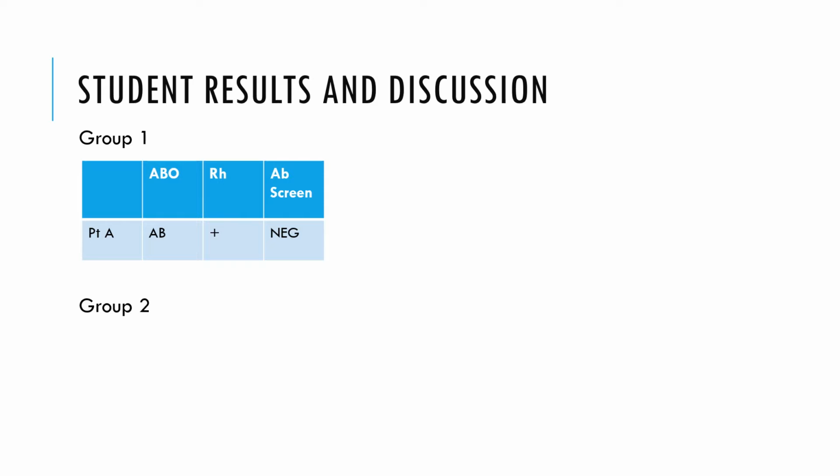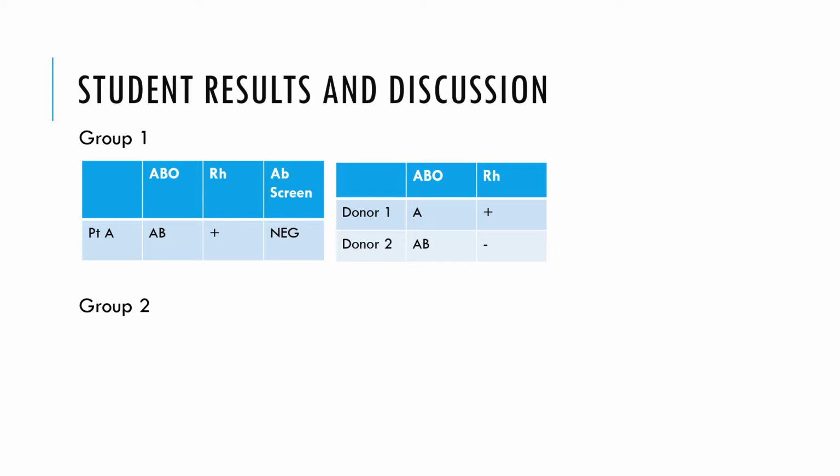Group 1. Patient A is AB positive with a negative antibody screen. Which donor have you chosen to transfuse the patient with? Both answers are correct. However, type-specific blood would be more accurate. Since patient A is AB positive, they can receive all blood types. The Rh factor does not matter in this situation because patient A is Rh positive and does not make the Rh antibody. Donor 1 has the Rh antigen and donor 2 lacks the Rh antigen, resulting in no reaction.